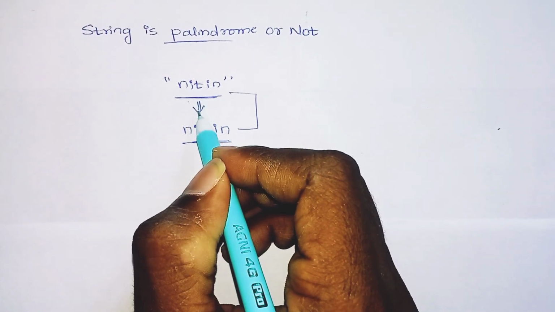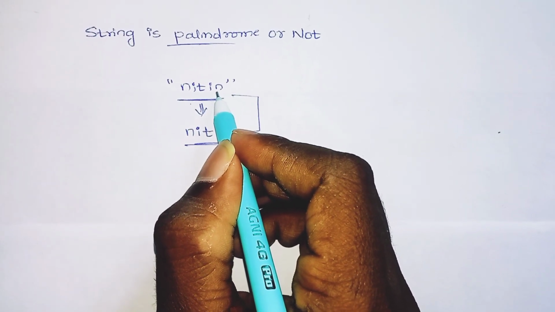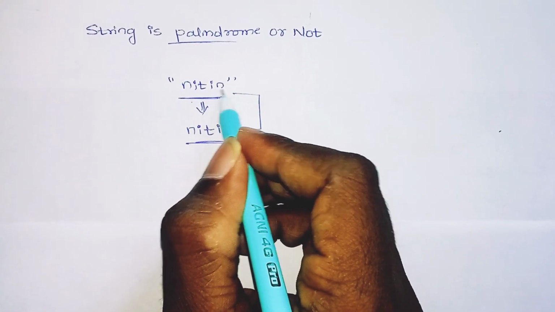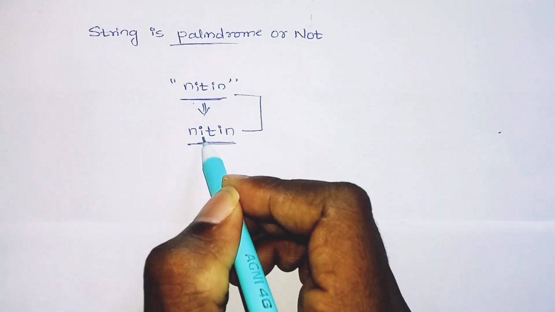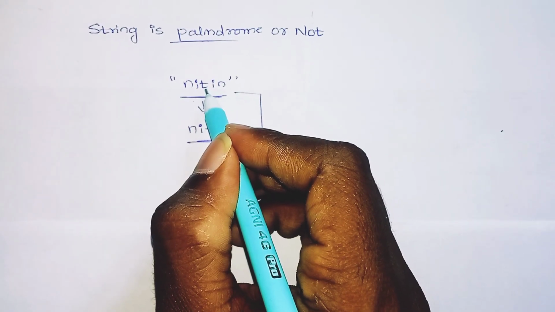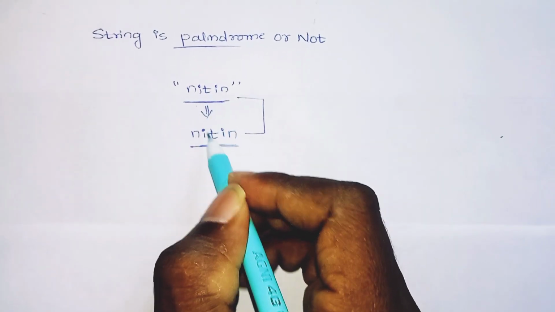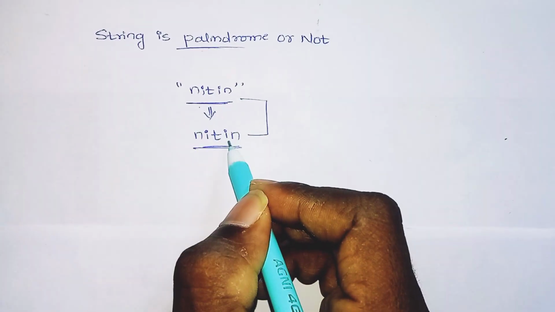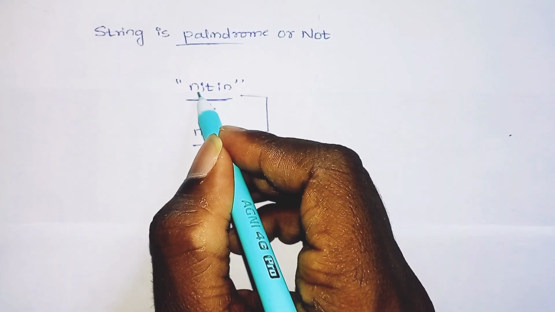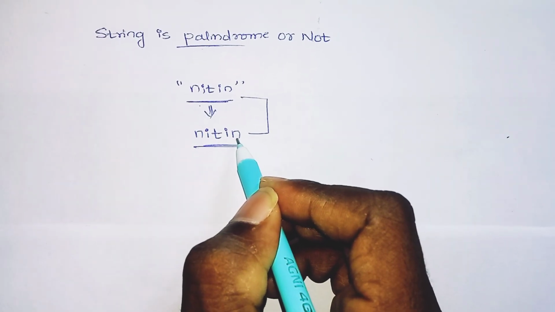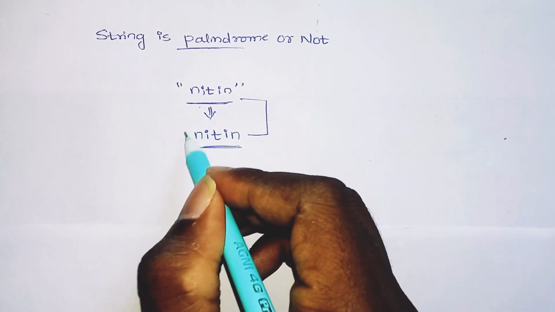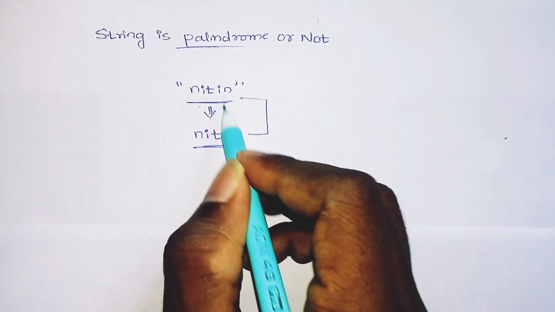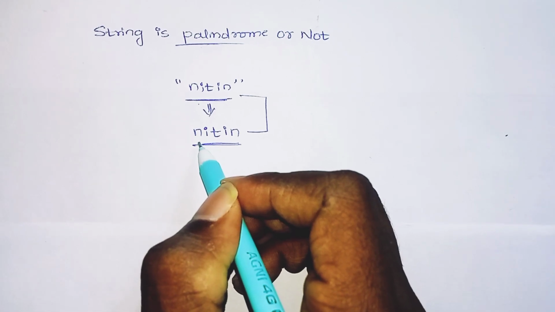Now if you try to reverse it, what happens? The last character n will come first, and the second character from the last, which is i, will be seen as the second character from the first, and the third character t can be seen as third from the first, and the fourth character from the last can be seen as fourth from the first, and the first character can be seen at last after reversing. So this is the reverse of a string.